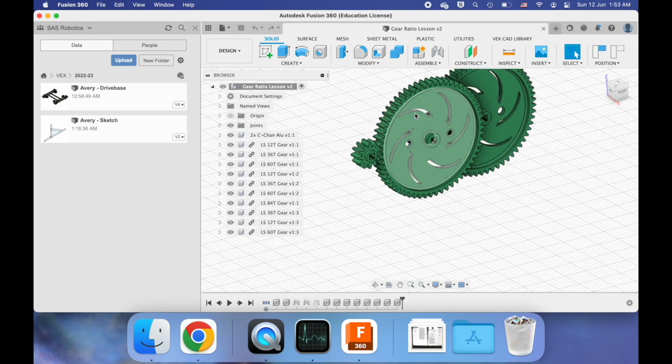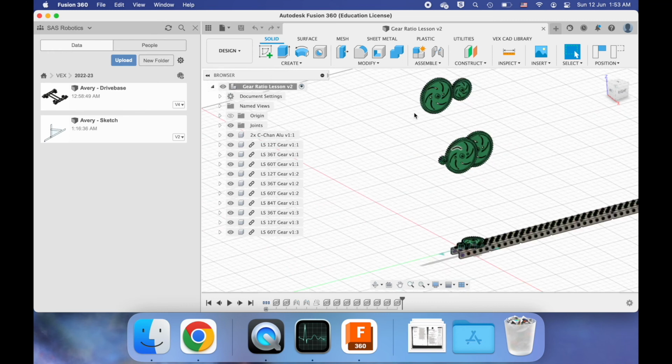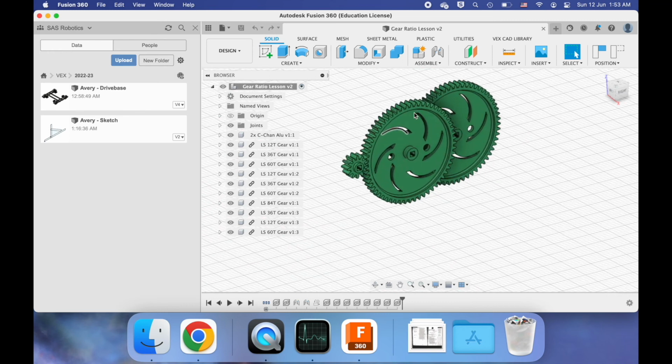All right, and that's all I have to say for gear ratios for now.